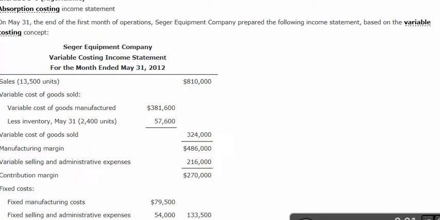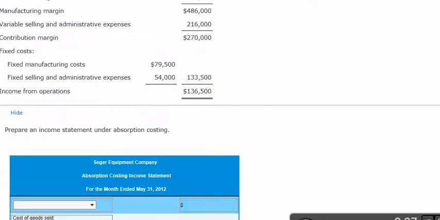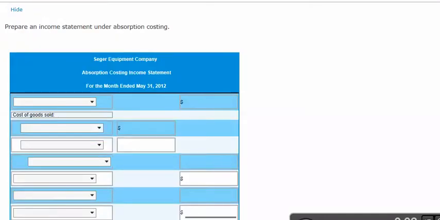This is the third question of our homework assignment. Before I read all this information it's giving me, I'm going to scroll down and it says prepare an income statement under absorption costing. So I know what I need to do. Now I can go back and start extracting the information. I'm using absorption costing, which is going to include the fixed factory overhead with the other costs, and that's going to be part of my inventory.